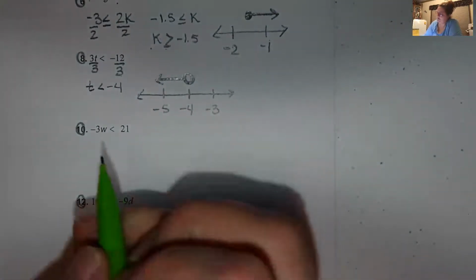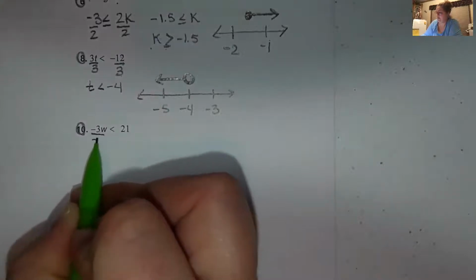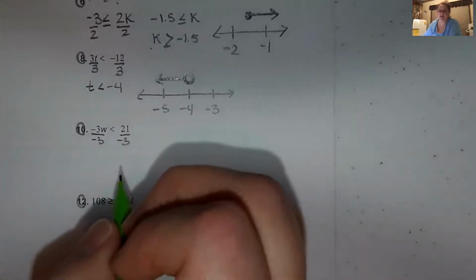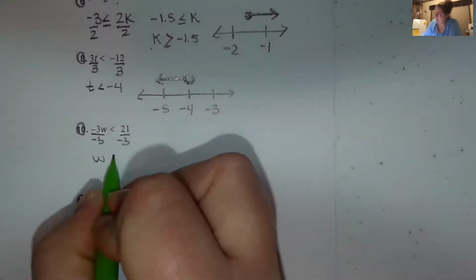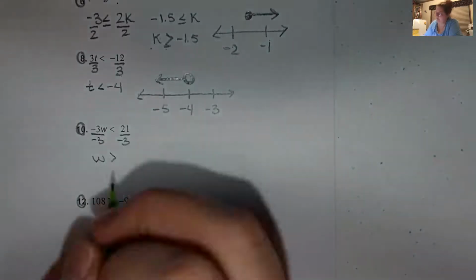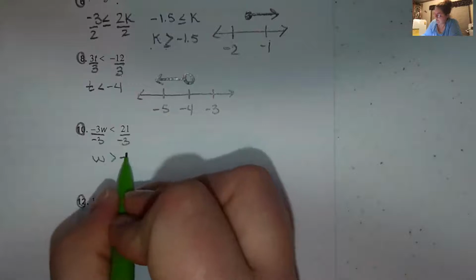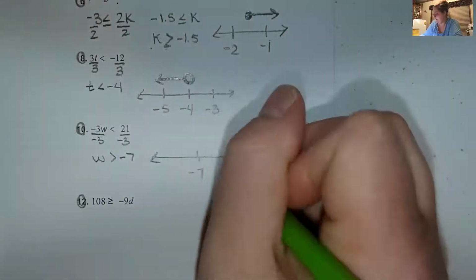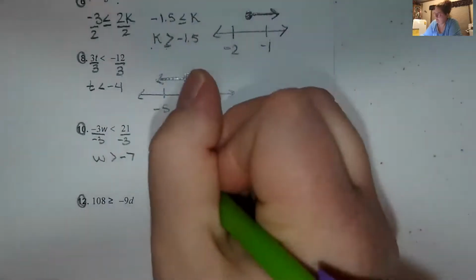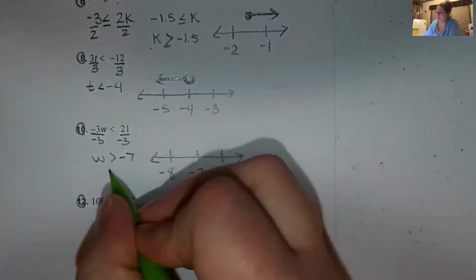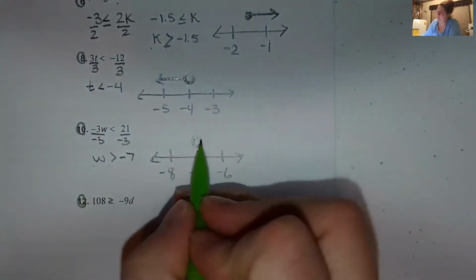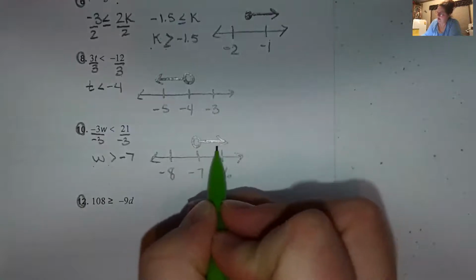Okay, next one. I want to get w by itself, so I'm going to divide out that negative 3. Uh-oh, I'm dividing by a negative. What do I need to remember? Flip my sign, flip my sign. Okay, so I have w, now the opposite way, so it's greater than 21 divided by negative 3, which is negative 7. Graph it. Negative 7 goes in the middle. 1 higher than that is negative 6. 1 lower than that, negative 8. Open or closed circle? Open at negative 7. It says w is greater than. Greater than is pointing to the right.